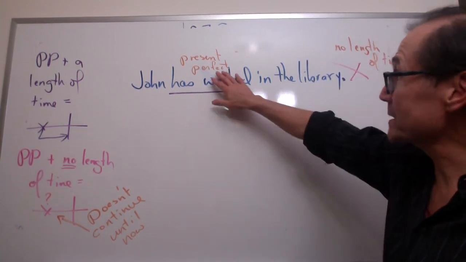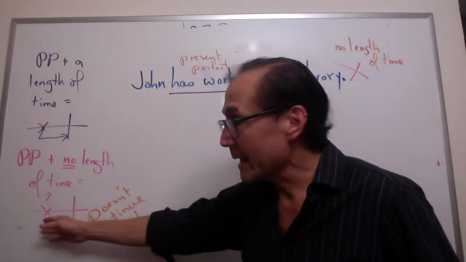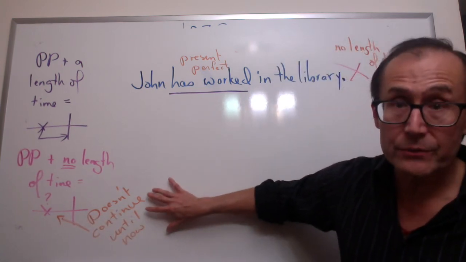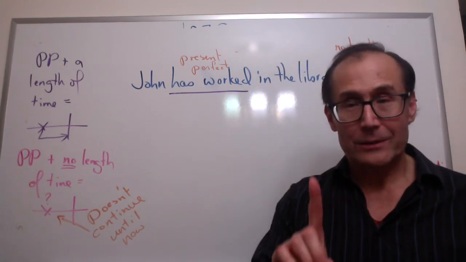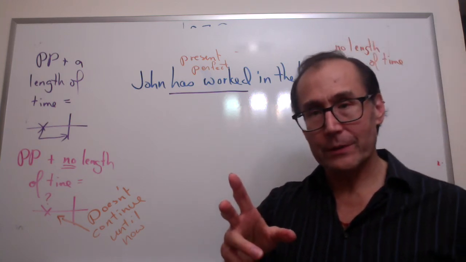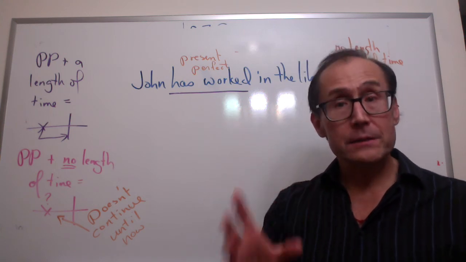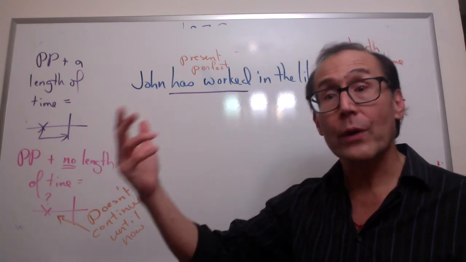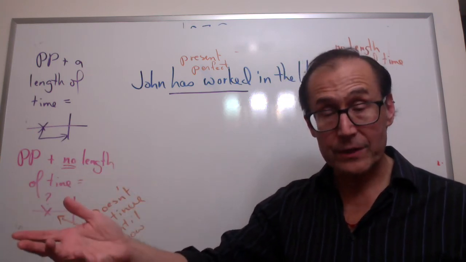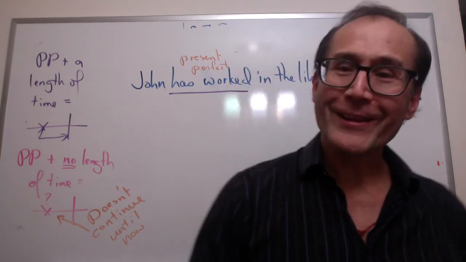Because when I use present perfect with no length of time, it means that it happened in the past, the time is not clear, and it doesn't continue until now. Okay, I hope this is getting clearer. I'm going to give one more example, and then this video is getting a bit long, and we should end. I still need to make a video to explain when should I use present perfect with a length of time, and when should I use present perfect progressive. But I'm going to make another video for that, I think.